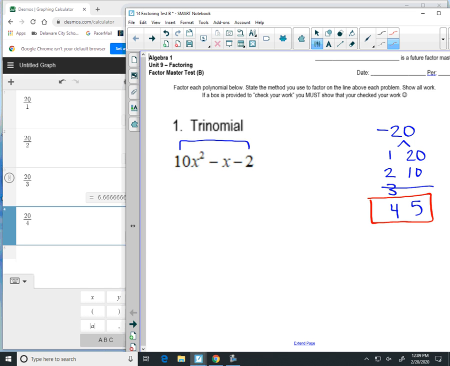And to get a -1, I'm going to do +4 and -5. That would be a +1 in the middle and give up a +5. I'm going to bring down my 10x squared plus 4x minus 5x minus 2. We split that middle term into 2 so that we can do factor by grouping.